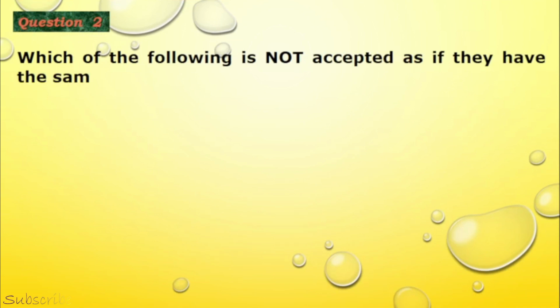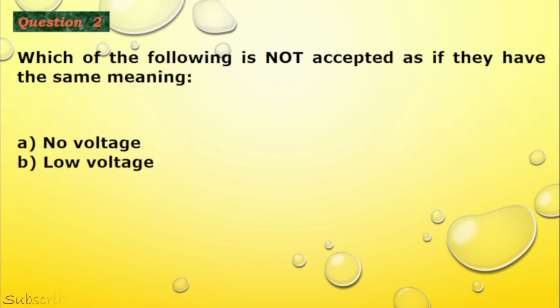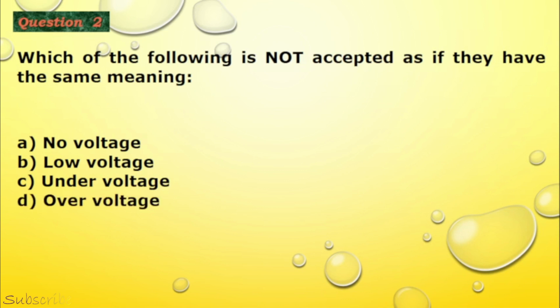Question number 2. Which of the following is not accepted as if they have the same meaning? A. No voltage. B. Low voltage. C. Under voltage. D. Over voltage. The correct answer is letter B, low voltage.